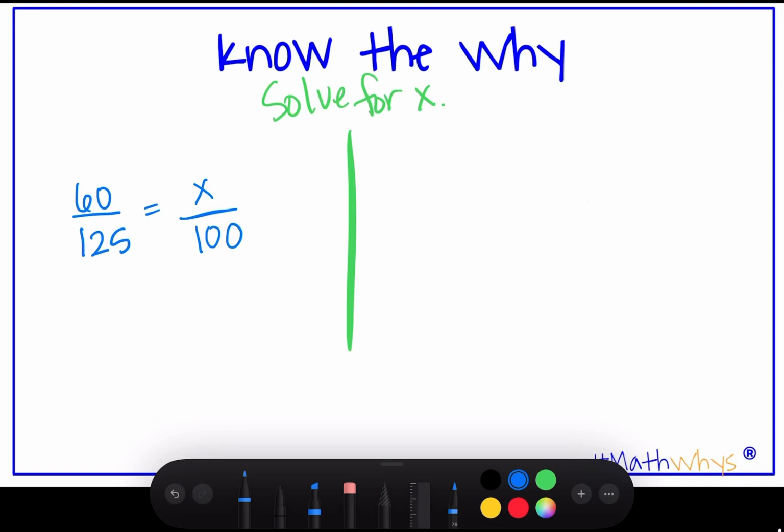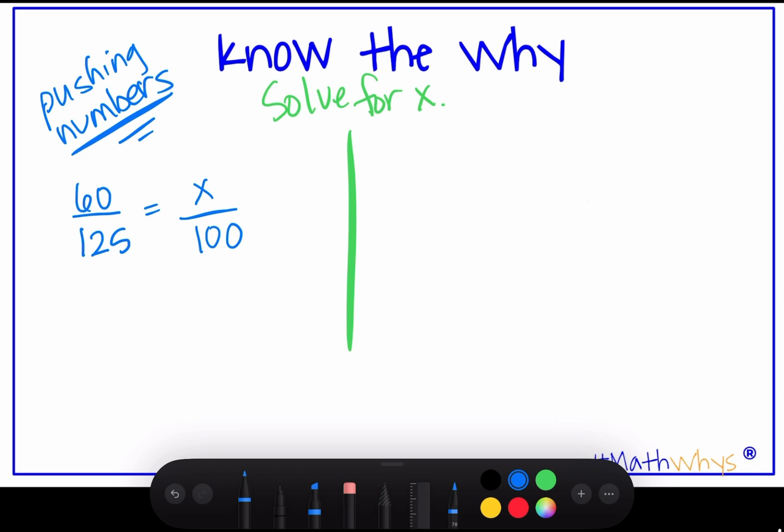A lot of students struggle with these proportions because they don't really understand the relationships and what's going on anyway. And so what we don't want the students doing is pushing numbers. What I call pushing numbers is just going in and reacting to the numbers that they have instead of understanding the relationships that are found here. So this is 60 over 125 is equal to x over 100.